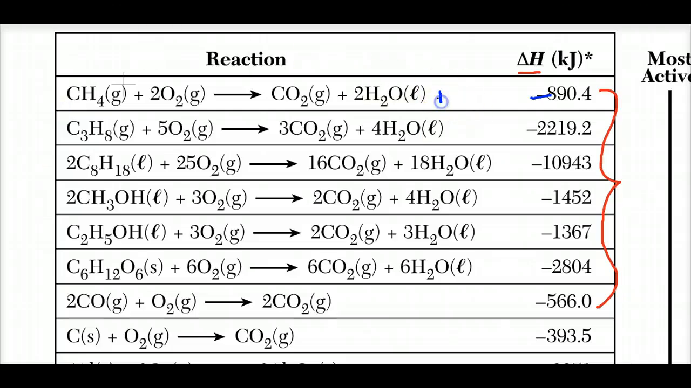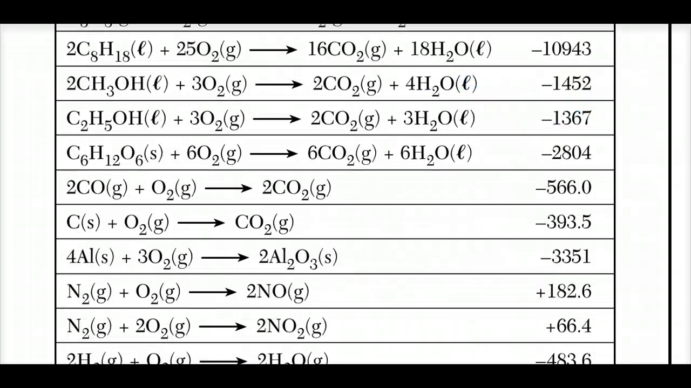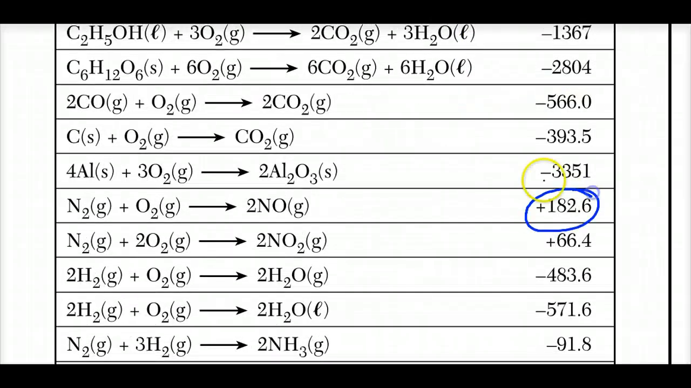If they put the heat here, which would be 890.4, notice I'm putting the heat on the product side, because if it's exothermic, energy is being released, it's being lowered, so the energy has to be on the product side. If it was endothermic, which combustion is not, like this one that is positive 182.6, the energy goes on the reactant side. Huge, important understanding there.